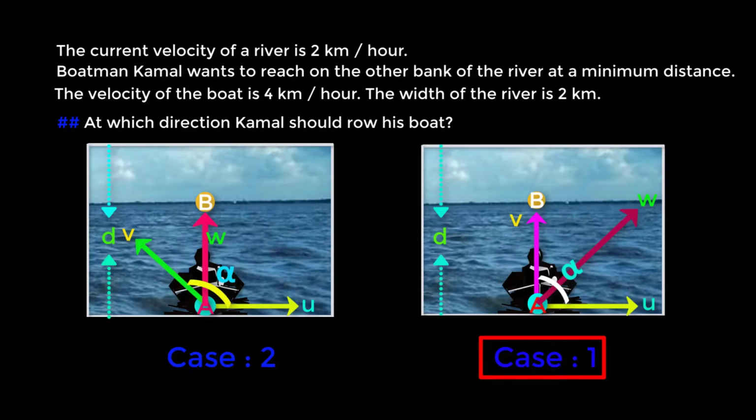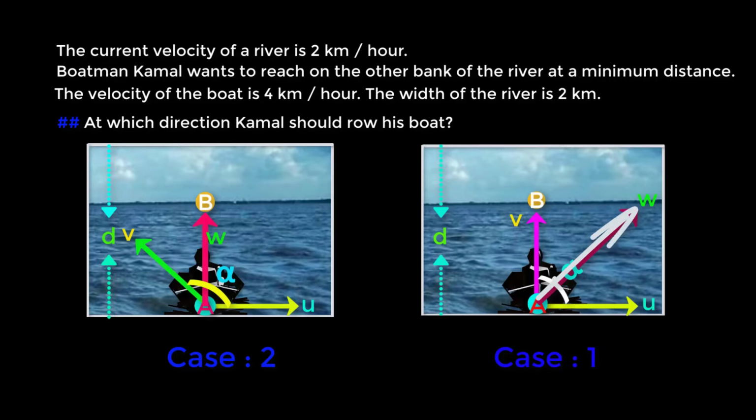For this case 1, the boatman is trying to cross the river along this minimum distance. When the boat is supposed to reach a point, the velocity of the water current pushes the boat to another point. This keeps repeating, and as a result, at last the boatman reaches here.